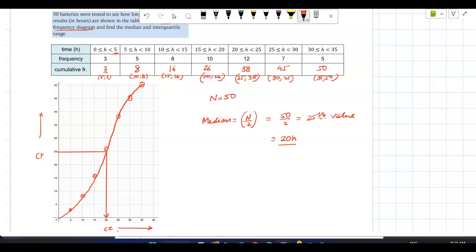I remember you telling me that for the cumulative frequency graph, your formula for median is n over 2, but otherwise in general your formula for median is n plus 1 over 2. Yeah, for discrete data it's n plus 1 over 2. Here it is n over 2. Absolutely correct.